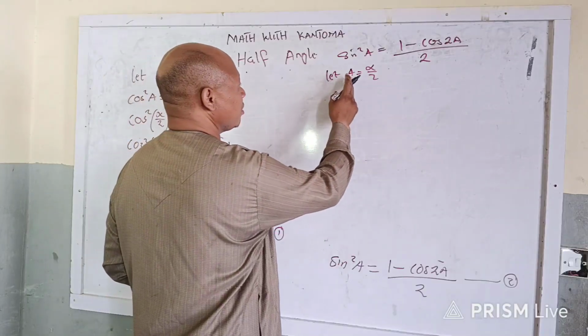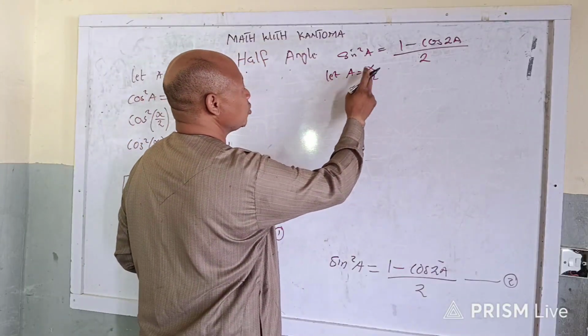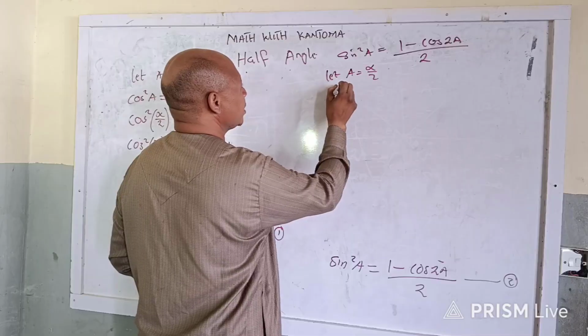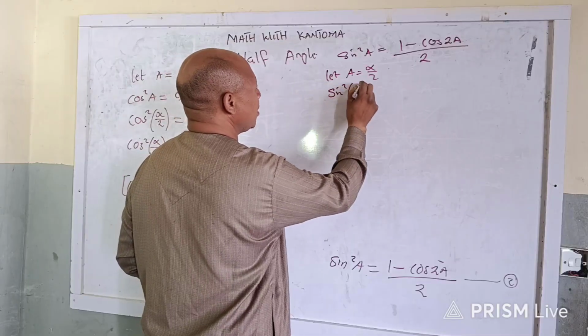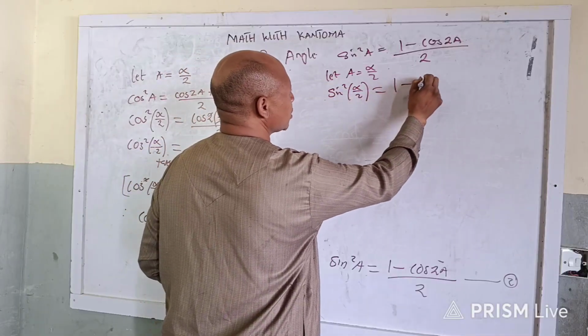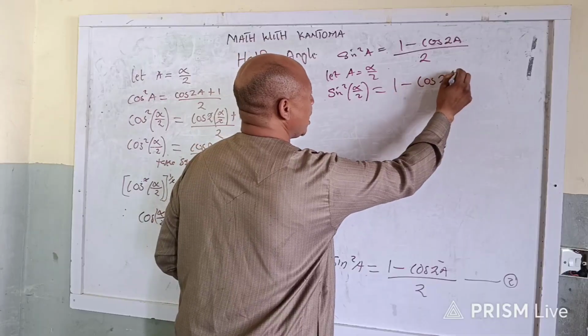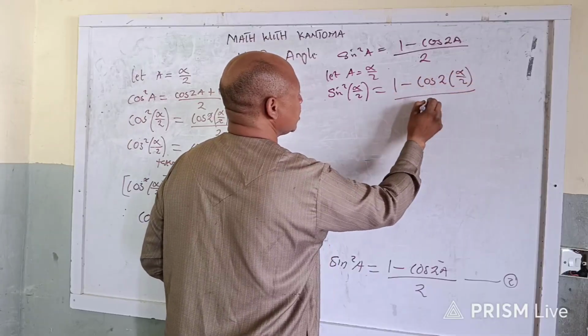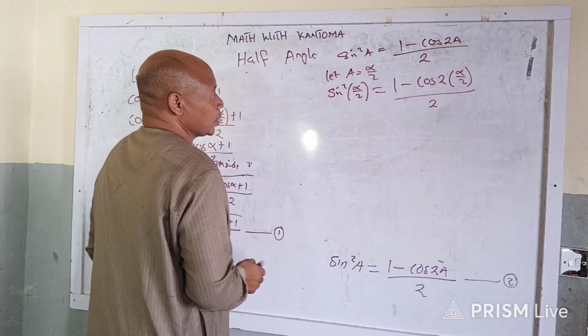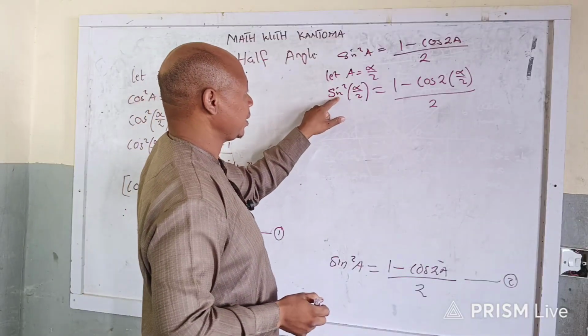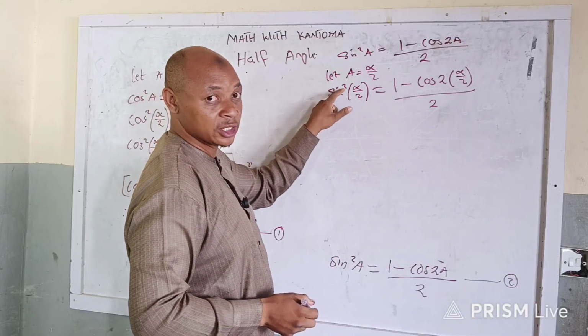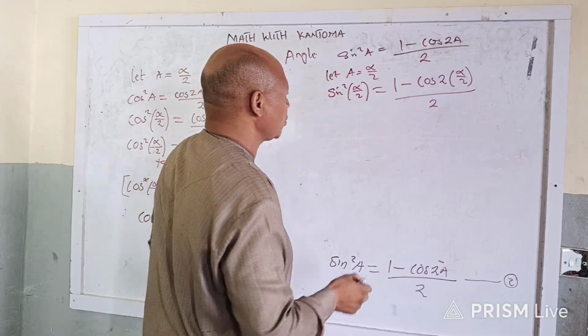Substituting A to be alpha over 2, we have sine squared alpha over 2 is equal to 1 minus cos 2 alpha over 2, divided by 2. Now I'm going to find sine, not sine squared, so I must eliminate this power 2. So we'll take the square root of both sides.